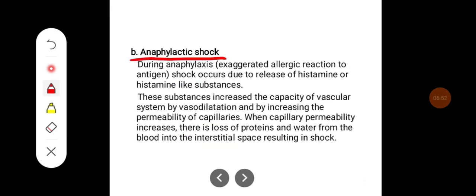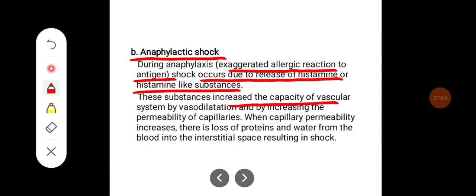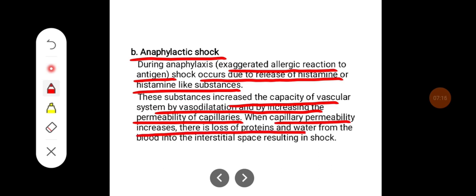Anaphylactic shock. During anaphylaxis, there will be an exaggerated allergic reaction to antigen. And shock occurs due to the release of histamine or histamine-like substances. These substances increase the capacity of the vascular system by vasodilatation and by increasing the permeability of the capillaries. When capillary permeability increases, there is loss of proteins and water from the blood into the interstitial space, resulting in shock.